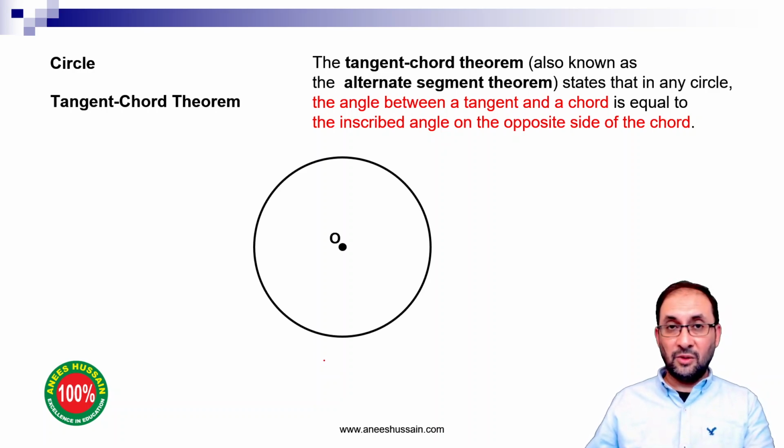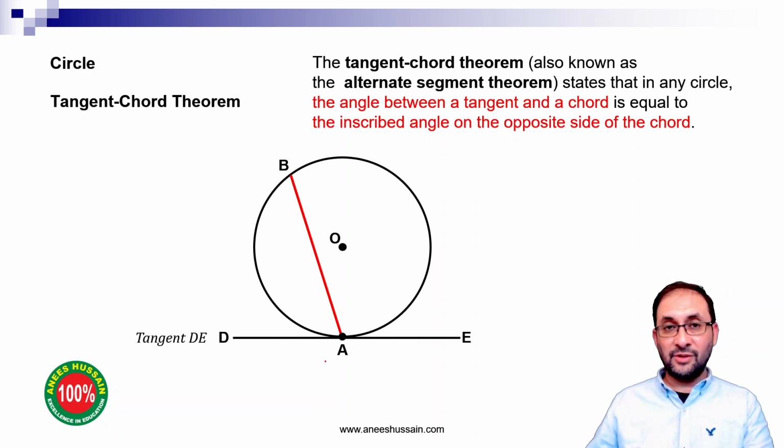Well, let's take a look with the help of an example. Let's draw chord AB. And let's draw a tangent to the circle at point A. Let's call that tangent DE. Now the angle between the tangent and the chord in this case would be the angle BAD. Let's mark that. And let's assume that this has a degree measure of x degrees.